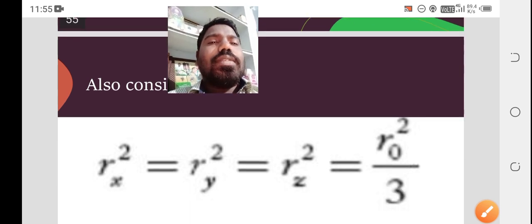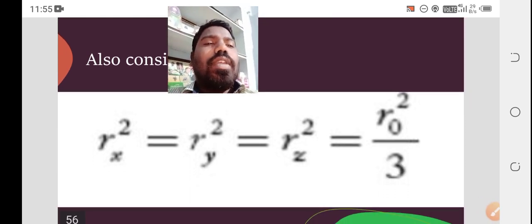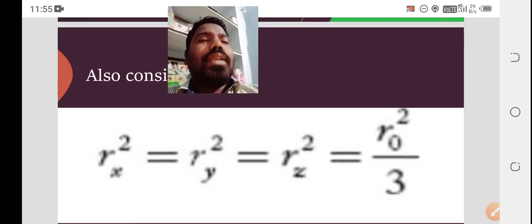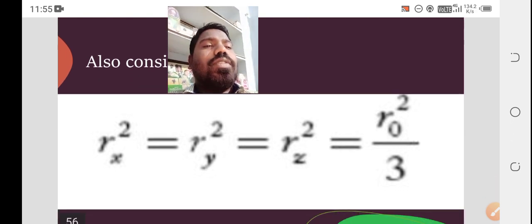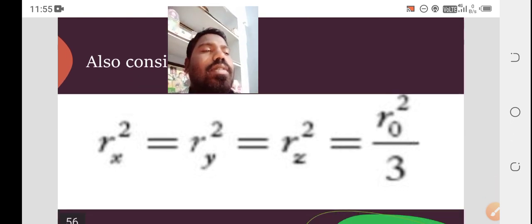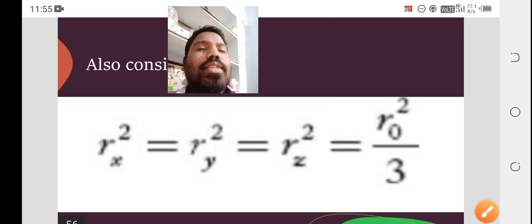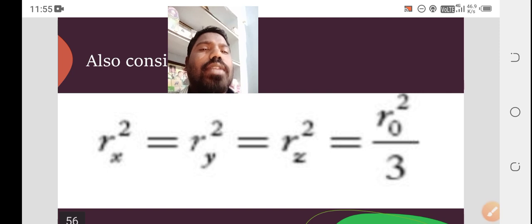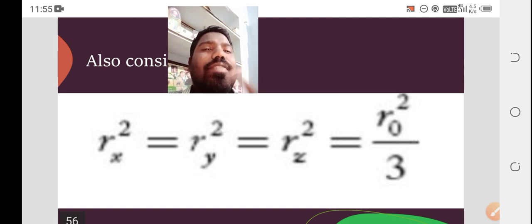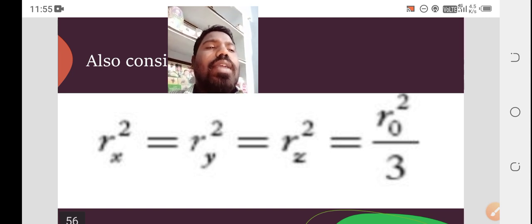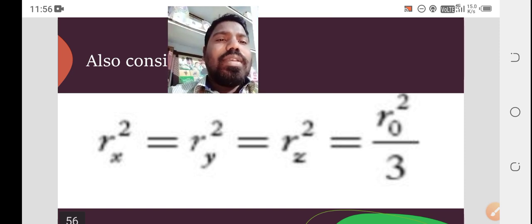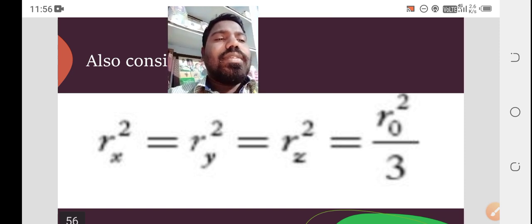Also, if B is directed along z, then sometimes it is considered that x equals y equals z, so Rx square, Ry square, Rz square are each equal to R naught square by 3. Why did we get 3 here? Because it is indicating the three direction characteristics.